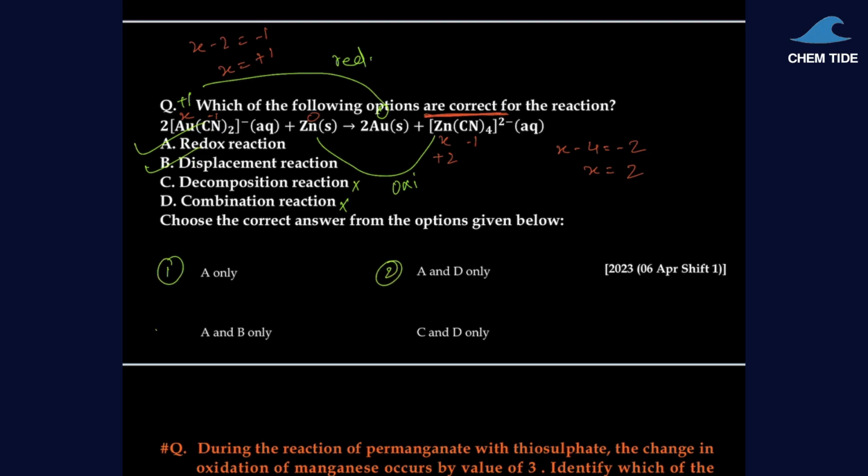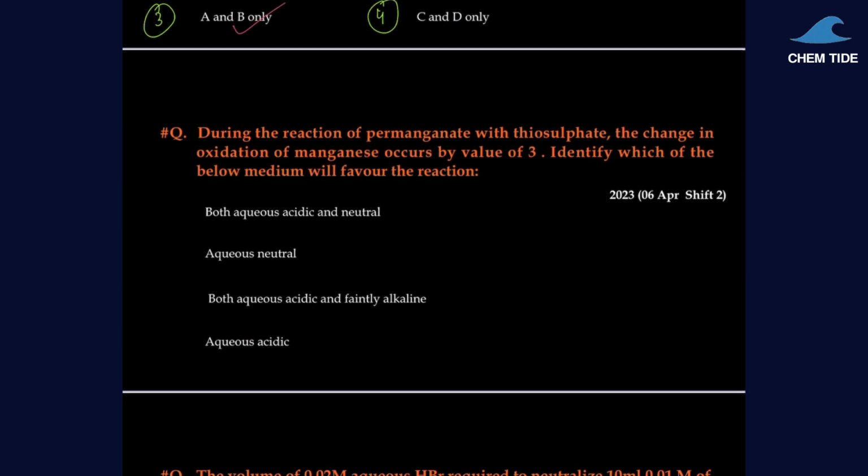So this is your first option. This is second option. This is third one. And that is fourth one. So our answer should be A and B only. This should be the answer. So let's move to the second question.